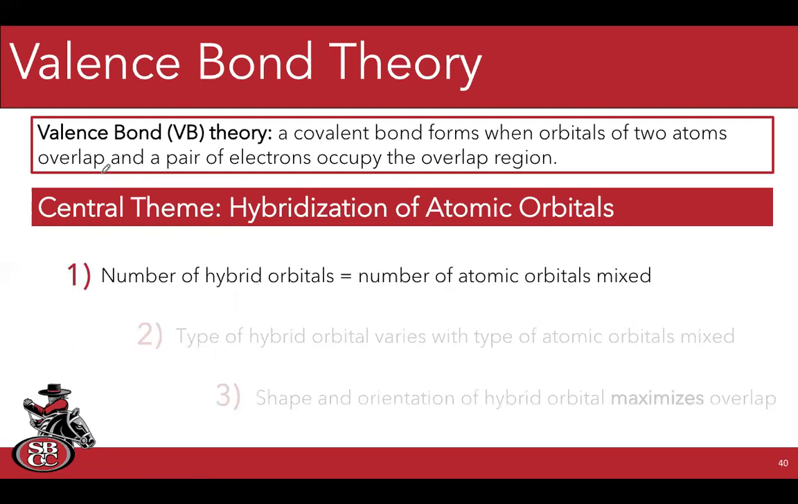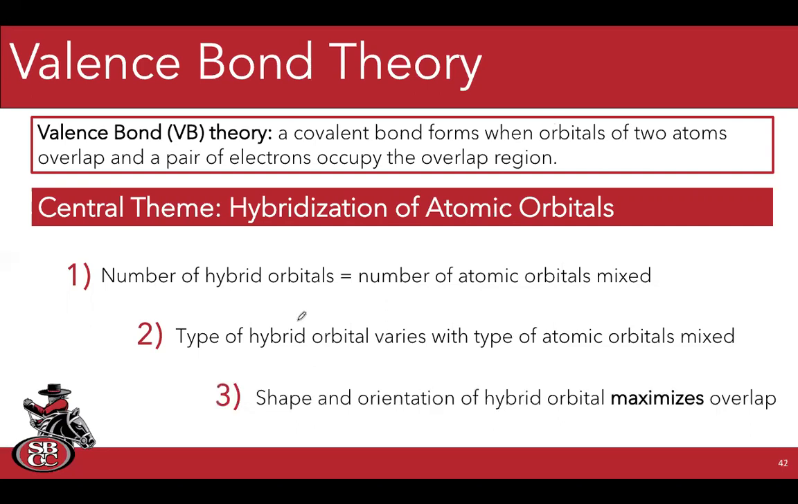3 things I want you to take away from valence bond theory. 1, the number of hybrid orbitals equals the number of atomic orbitals mixed, simply counting. An s and a p make 2 sp. S and 2 p's make 3 sp2s. We'll get into it. Number 2, the type of hybrid orbital is going to vary with how many atomic orbitals were mixed. An s and a p will make 2 sp orbitals. An s and 2 p's will make 3 sp2 hybrid orbitals, so different than the sp orbitals, different shape, different strength, different length.